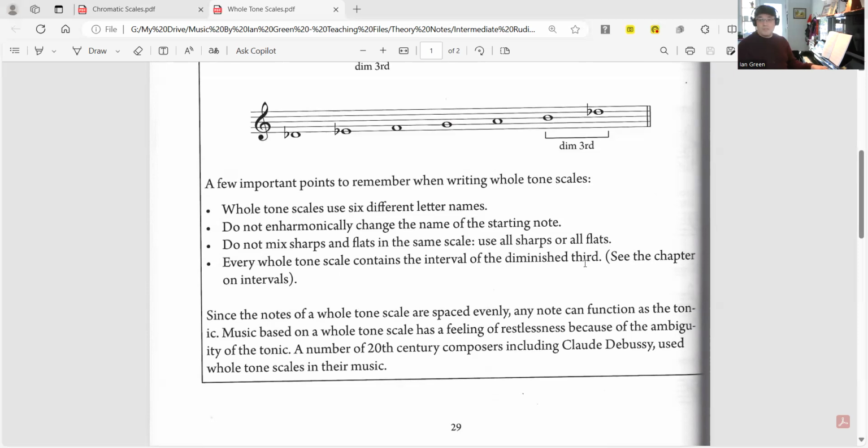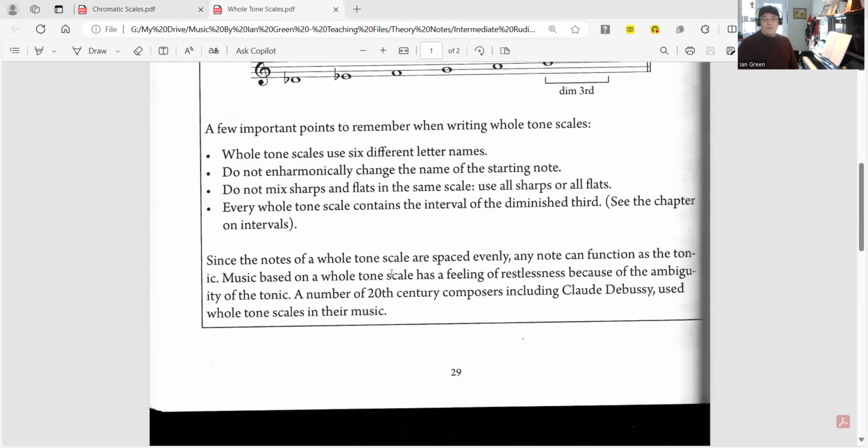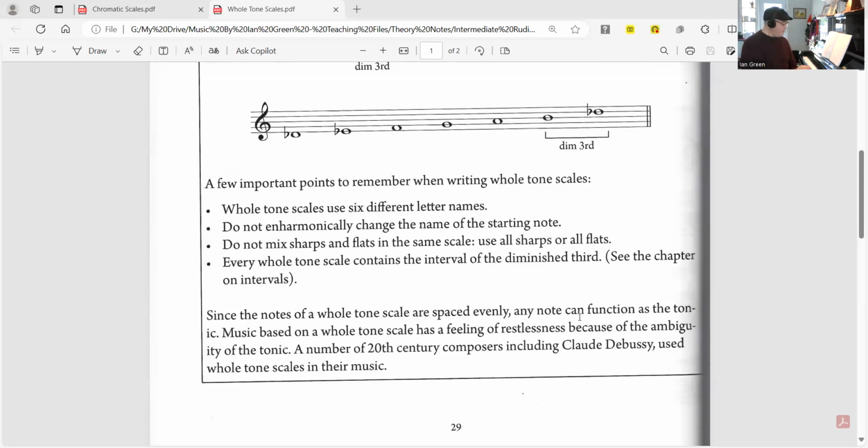We have 6 different notes and then the ending or first note. If you wish to, we could call it loosely the tonic. And since the notes of a whole tone scale are spaced evenly, even though it might look strange to write a diminished third somewhere in the musical notation when you're writing the scale, you'll see how the way that the notes are spaced out on the piano, it looks like whole tones are written for each note.